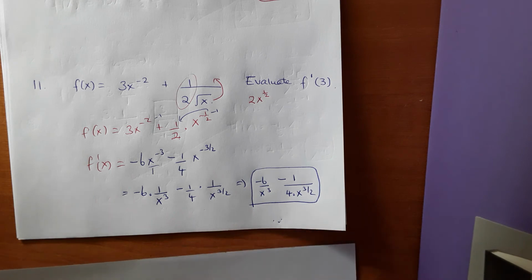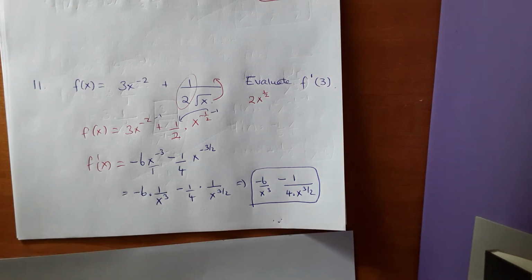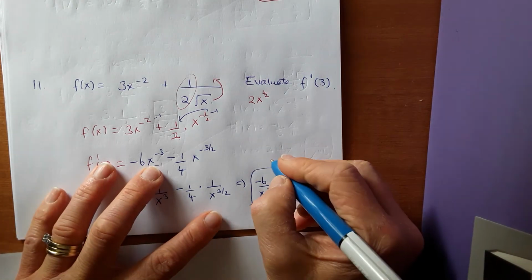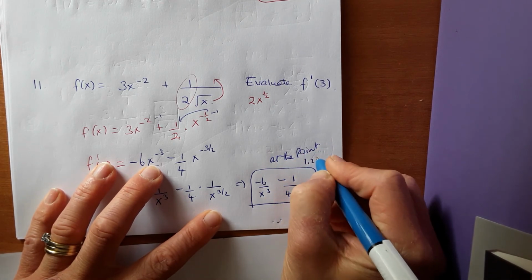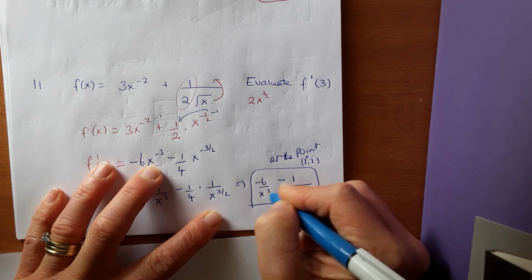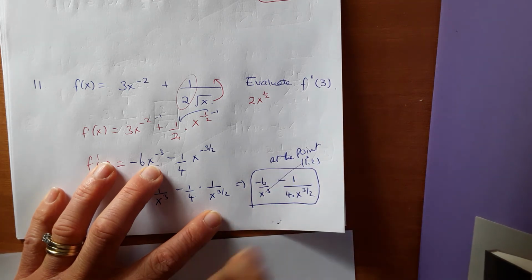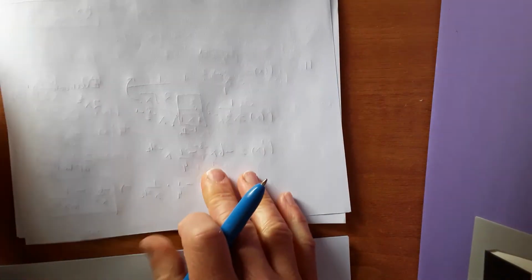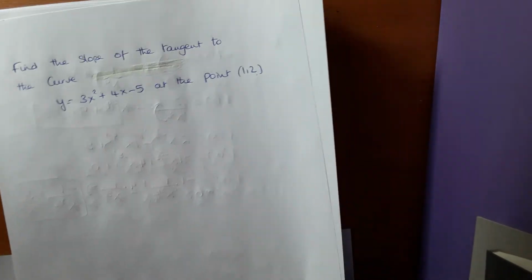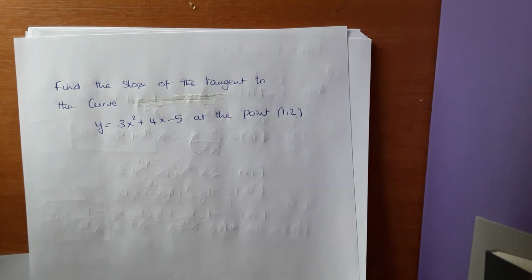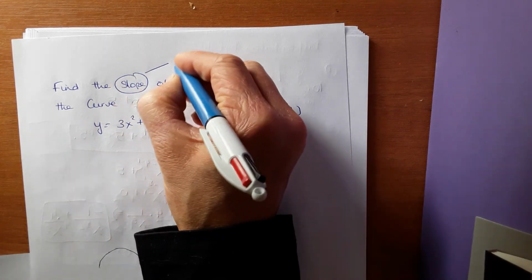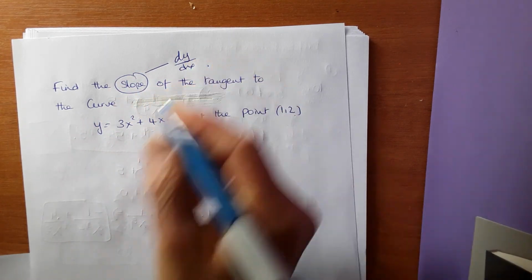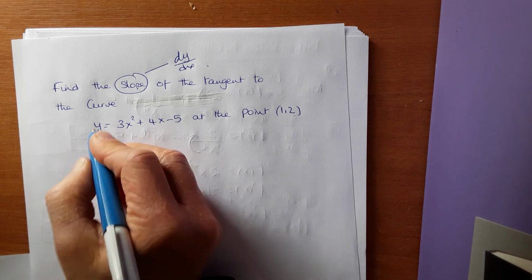If I wanted to get an accurate value for the slope, I would be given a point, maybe at the point 1, 2, right? If it was at the point 1, 2, I'd sub in everywhere I see an x, put in 1, okay? And it would give me a numerical value for the slope. Like I'm asked here, find the slope of the tangent to the curve. So to get my slope, differentiate, dy dx. Slope means differentiate. So this is y.